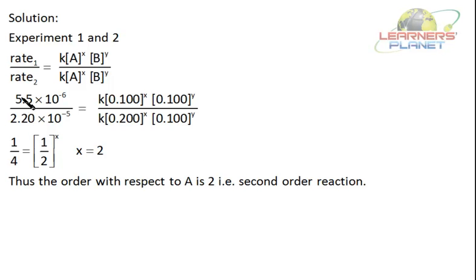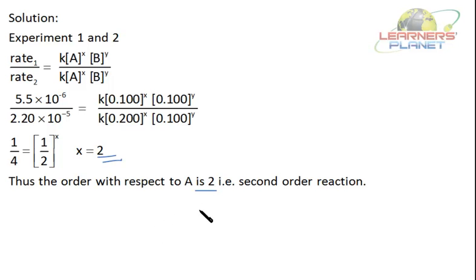So in this case, now if I'm solving this, if I take the ratio, it will be 1 by 4 equals 1 by 2 to the power x. So from here, x is determined to be 2. That is, the order with respect to A is 2. This is just an example to show you how the initial rate is used, how the order of the reaction is determined. Now let's take up the order with respect to B.